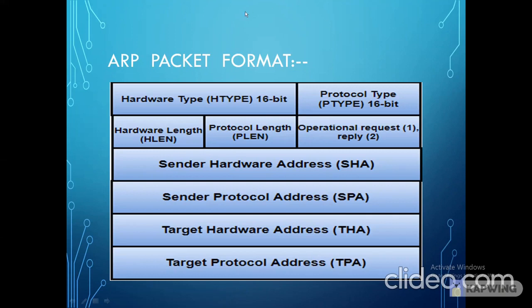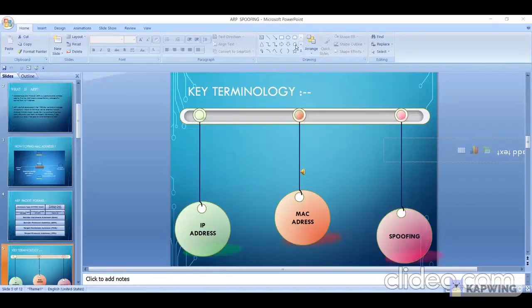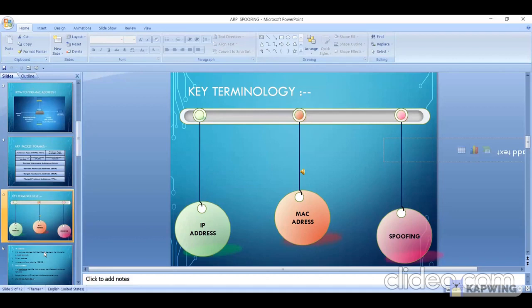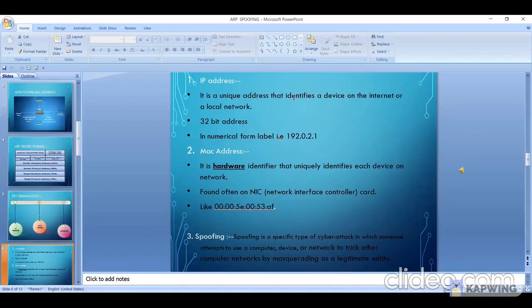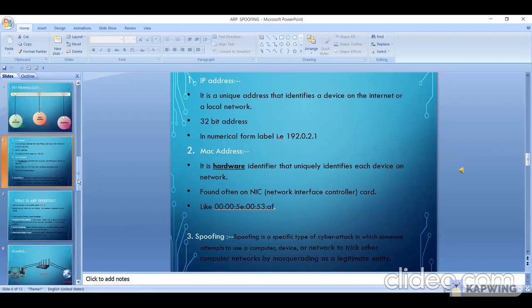Now before discussing ARP spoofing, some of the key terminologies are IP address, MAC address, and spoofing. IP address stands for Internet Protocol Address. It is a numerical label, like 192.0.2.1, assigned to a device connected to a computer network that uses the Internet Protocol for communication. It is a 32-bit integer address. It mainly performs two functions: network interface identification and location addressing. It is a unique address that identifies a device on the internet or a local network.